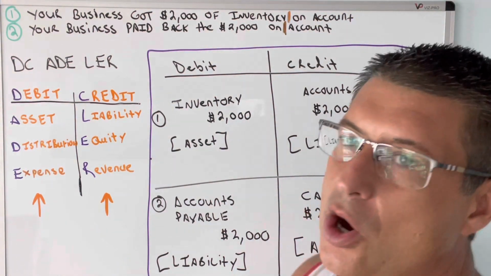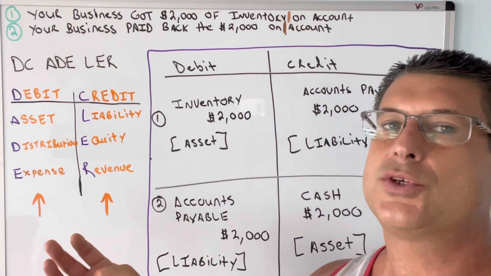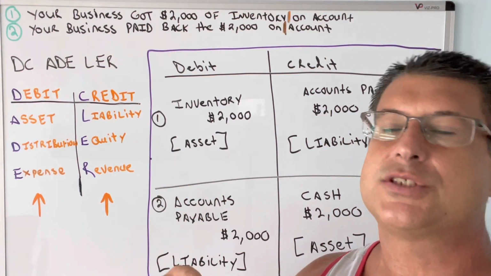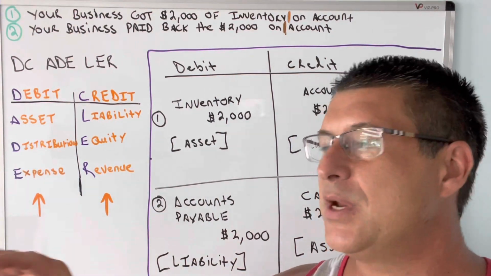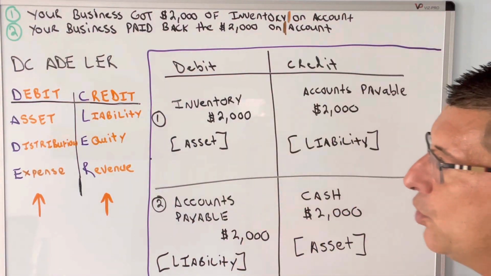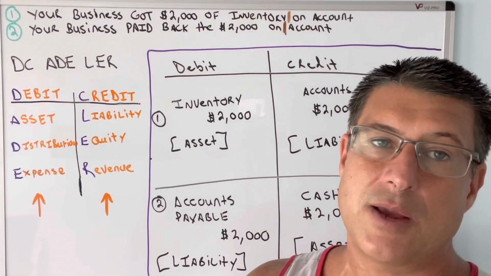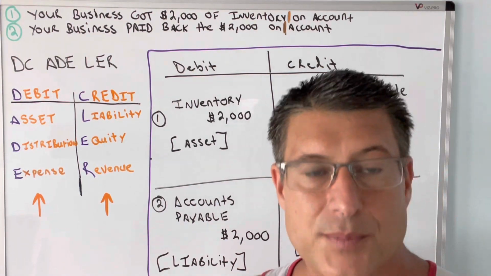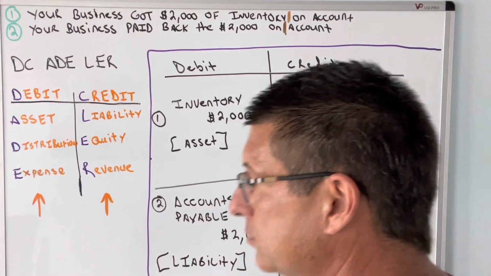Now you're just going to know if you get something on account, or you get goods and services and you say, hey, I'll pay you at a later date for goods and services, that's going to be an accounts payable. So we know liabilities are mostly payables: wages payable, accounts payable, loans payable. I am liable to you at a later date.